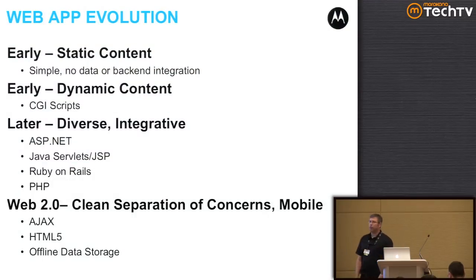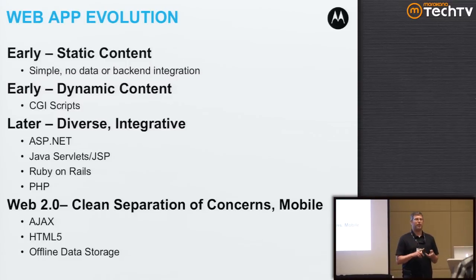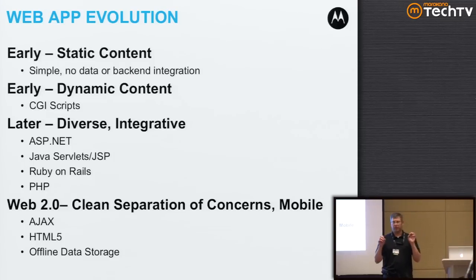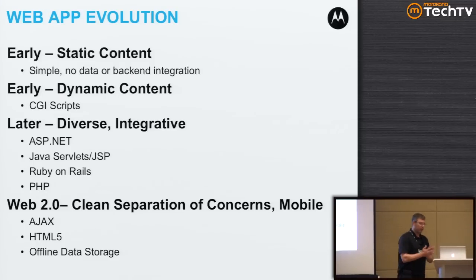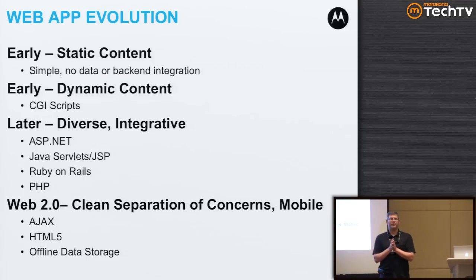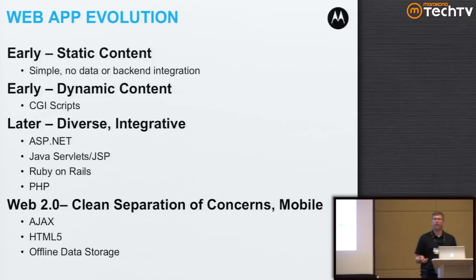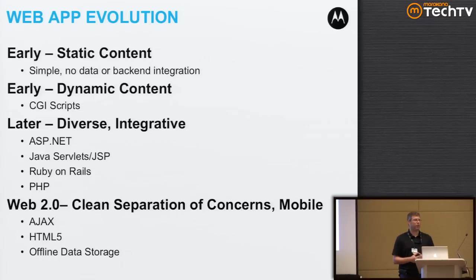Early on in the days of web applications, and in fact even today, you can find web apps that are primarily just static content. They're very simple. They have no data backend integrations. They're just static content: HTML, CSS, JavaScript. Very simple, very direct. Early on, web app developers soon realized that a lot of times these simple applications are just not enough. We need to integrate with backend data, we need to expose that data, and so the early method was to use what were called CGI scripts.